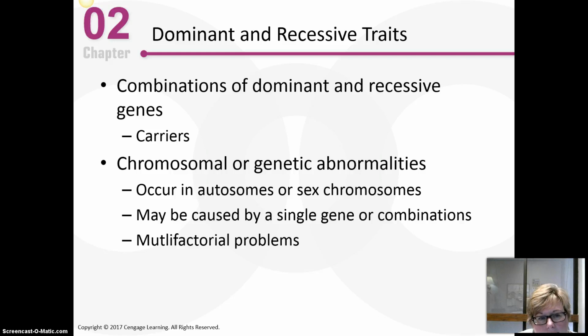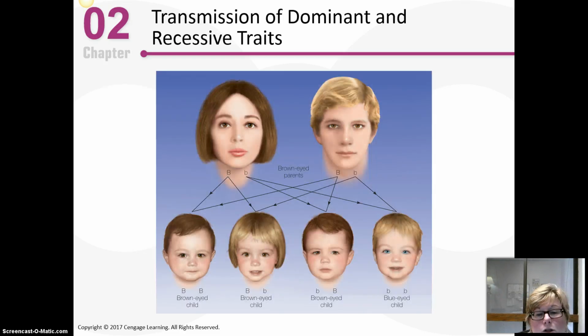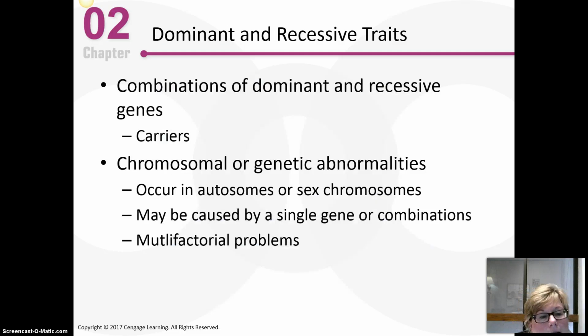Okay, dominant and recessive traits. The combinations of dominant and recessive genes, and we could be carriers. So I'm going to back up to this picture, because you'll see in this case both the mother and the father were carriers of the gene for blue eyes, even though neither of them had blue eyes. And that's what they're talking about here.